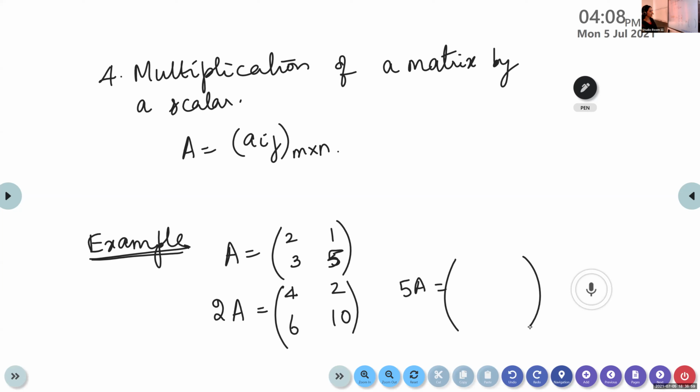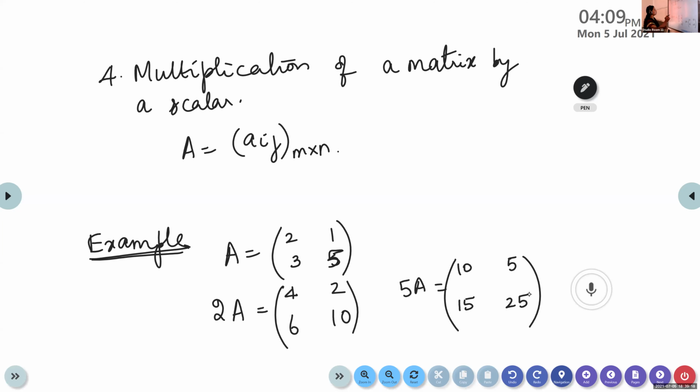Can you give the matrix 5A? Ma'am, 10. Yes, 10, 5, 15, 25. Okay, so here what we are doing is multiplying each element by that scalar.